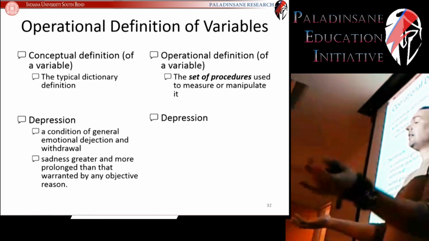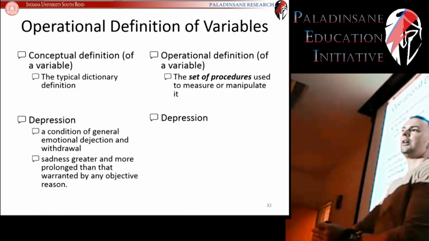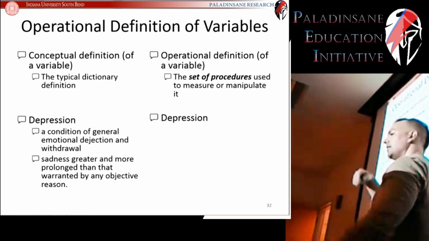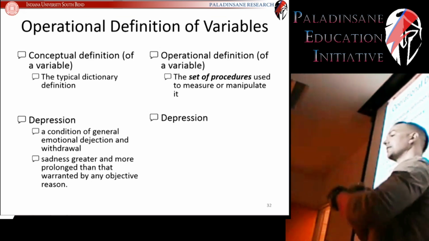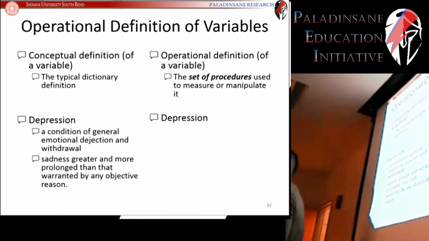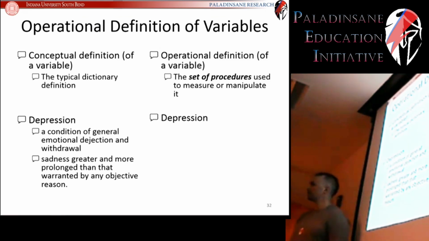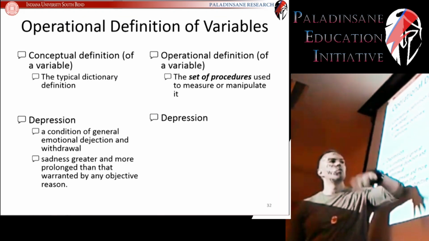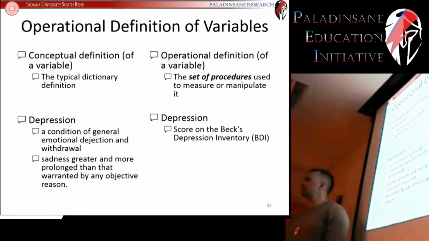You have no idea. You know what depression is, but you can't move on with the research, because how do you get to this internal variable that a person has? Well, you get to it by the operational definition. One operational definition for depression is literally the score on the Beck's Depression Inventory.